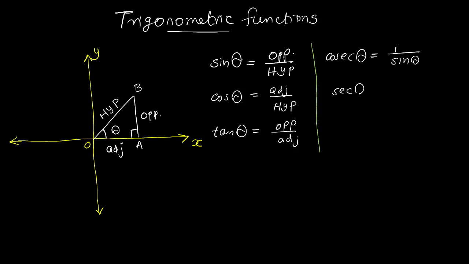Then sec theta is there, which is the reciprocal of cos. The reciprocal of tan is said to be cot theta, 1 by tan theta. You studied already. Is it okay? All of you clear? You understood?